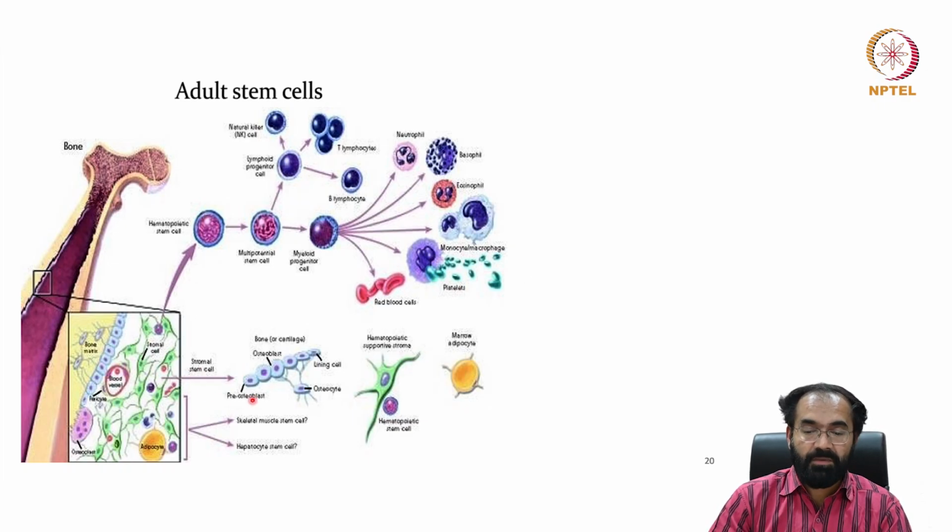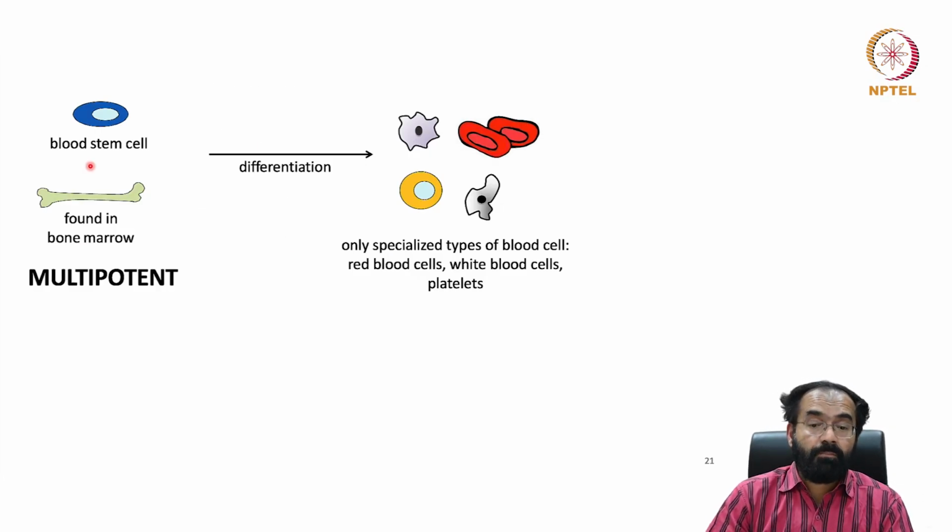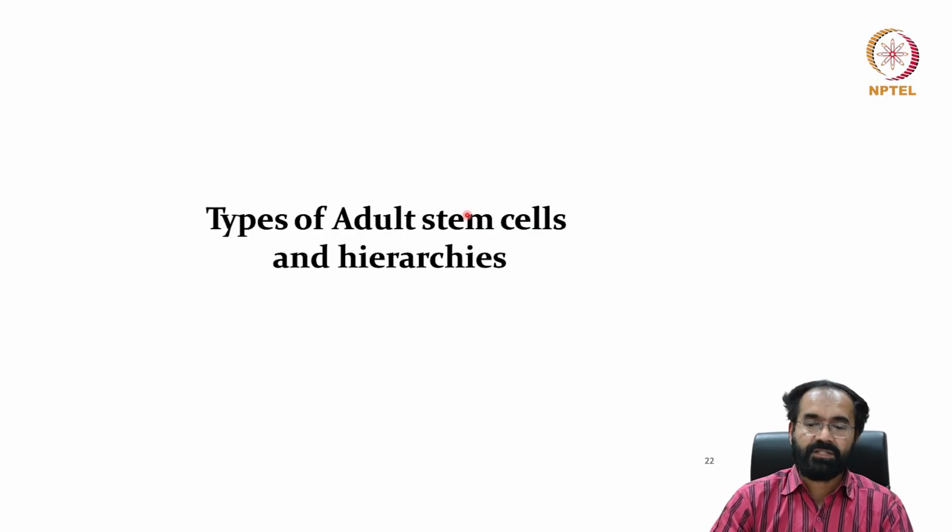On the other hand, the stromal stem cell of the bone marrow can give rise to lining cells and also osteocytes, and it can give rise to dedicated cell types, as you can see here: hematopoietic cells in the marrow, adipocytes, etc. Because the bone marrow is not just for producing blood alone. It has adipose tissue, and it has calcium-producing cells, etc. So blood stem cells are a classic example of a multipotent cell, because they can give rise to a group of cell types. It undergoes differentiation, and only specialized types of blood cells, that is red blood cells, white blood cells, and platelets, are usually kept in circulation, but their original source is the bone marrow stem cell. These are the types of adult stem cells and their hierarchies.